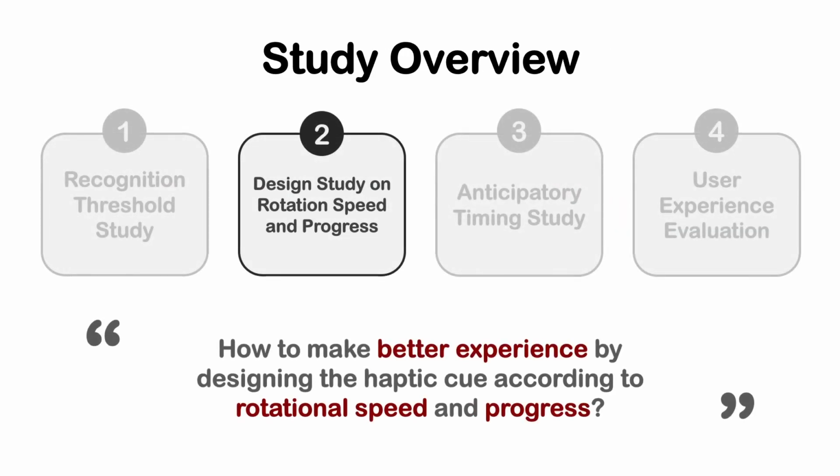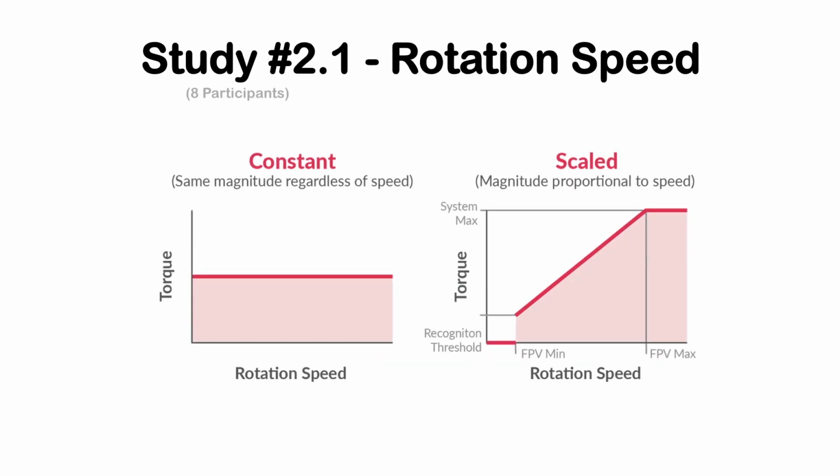Next, we would like to improve the viewing experience by designing a haptic pattern regarding rotational speed and progress. To enable users to recognize different rotational speeds more comfortably, we developed a scaled mapping model, which is shown on the right, to scale the feedback intensity linearly with the rotational speed.